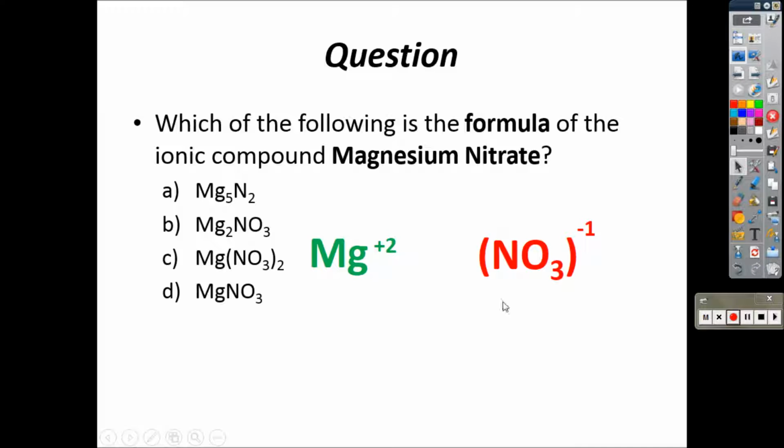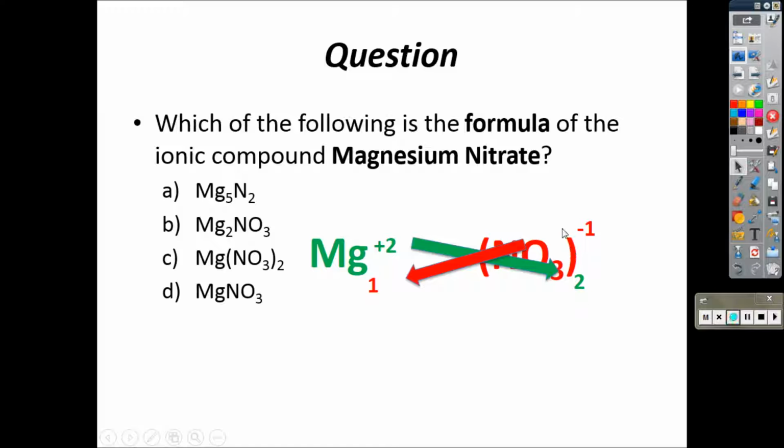So here you're going to see why I like using the parentheses like this. We're going to use the crisscross method like we've done before. So you're going to take the 2 from the +2 and bring that 2 down to the outside of NO3. You're going to take the 1 from the NO3 and bring that down to the Mg. So you'll have Mg1, and then you have NO3, and you're going to have 2 of them.